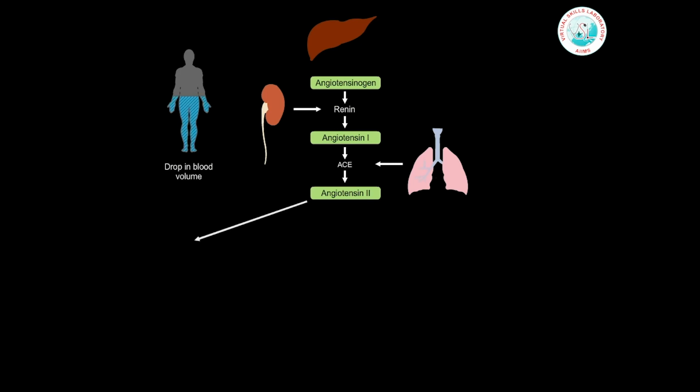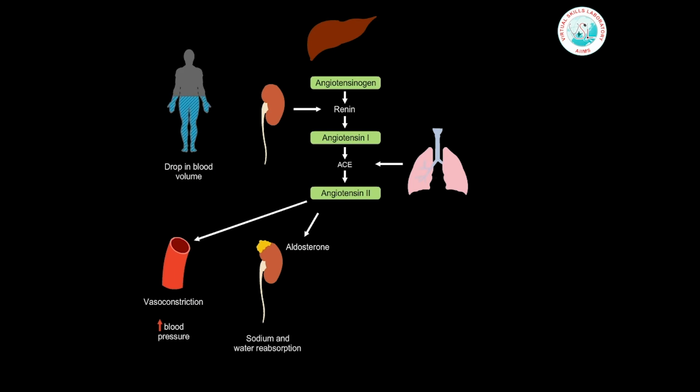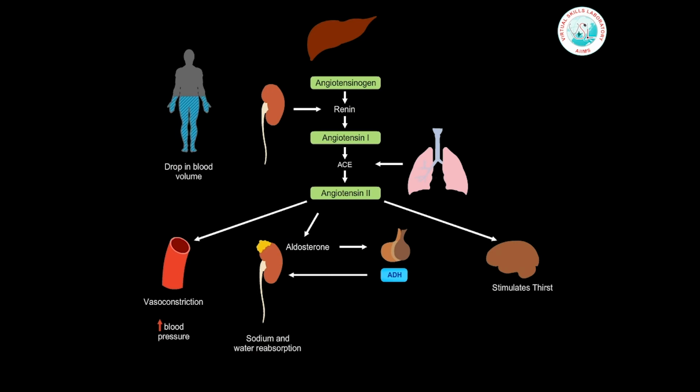Angiotensin 2 is a potent vasoactive peptide that causes vasoconstriction, resulting in increased blood pressure. Angiotensin 2 also stimulates the secretion of aldosterone from the adrenal cortex. Aldosterone acts on DCT and collecting tubules to increase the reabsorption of sodium and water into the blood. Aldosterone also stimulates the posterior pituitary to release ADH, which aids fluid retention. And it also stimulates thirst centers within the brain. All these activities lead to the rise of blood pressure.